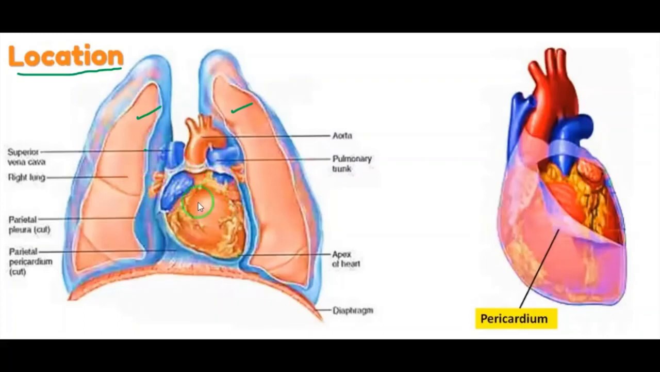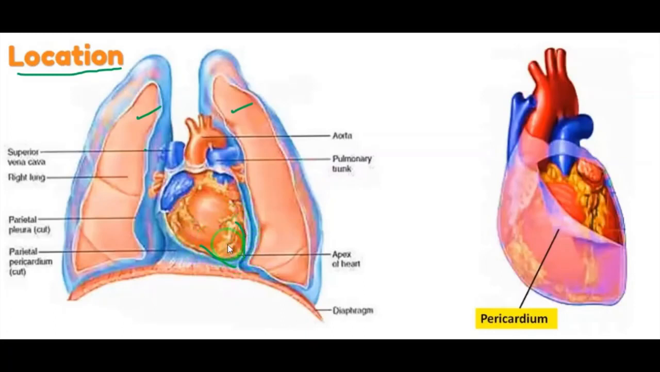The heart is made up of a special type of muscles. That muscles are known as cardiac muscles. The heart is slightly tilted towards the left side.